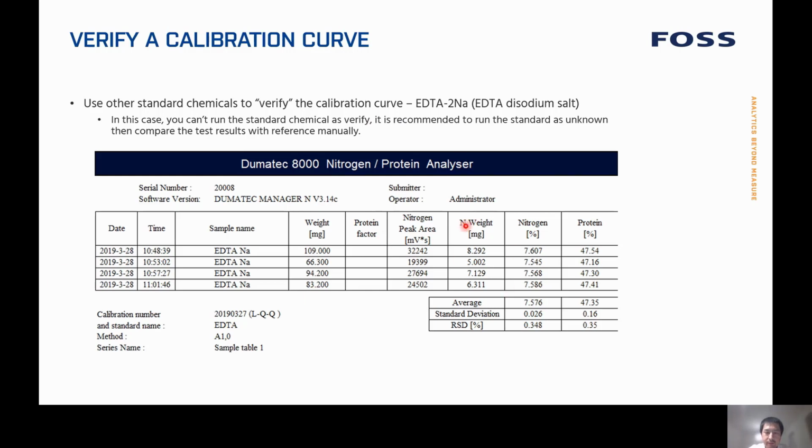Then you can compare the nitrogen content you get from the system with the theoretical nitrogen value. And usually we say the system should have a recovery between 99.5 and 100.5%.